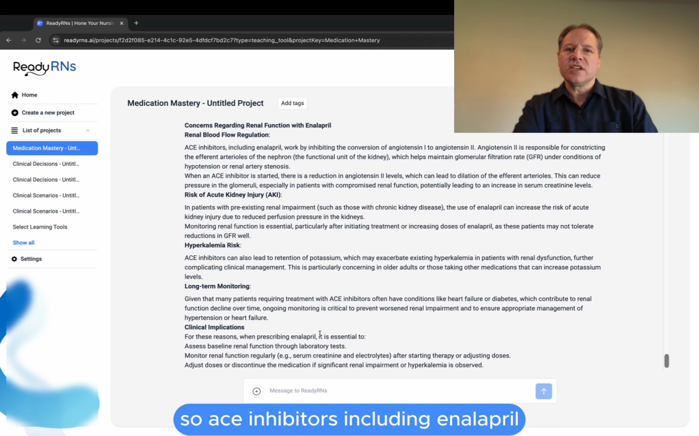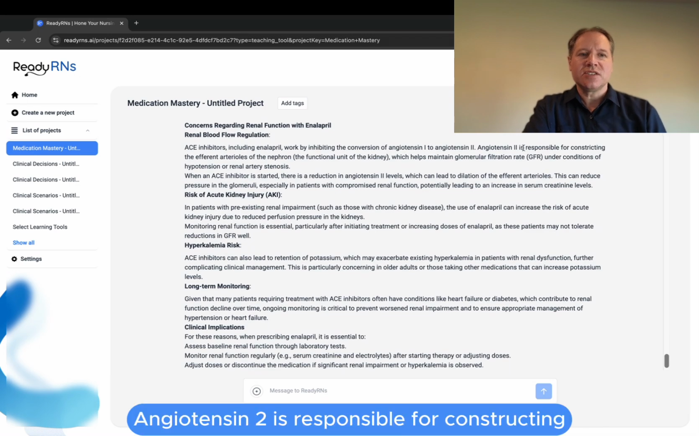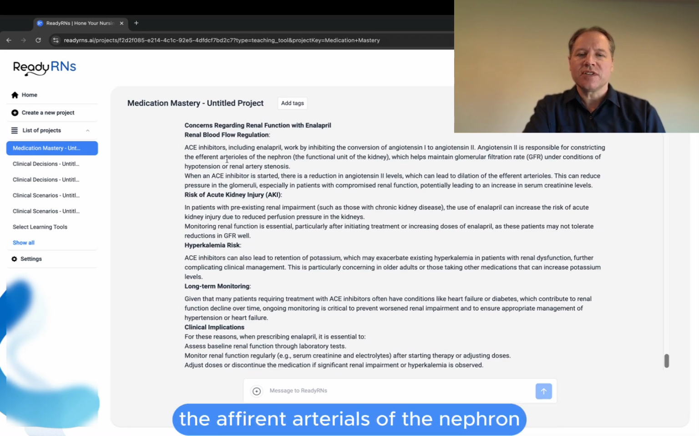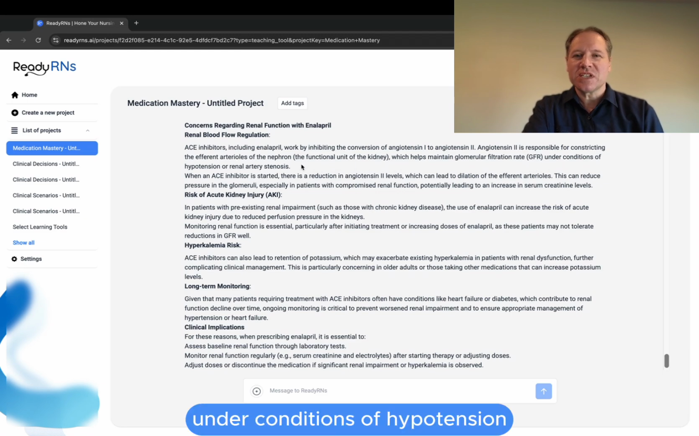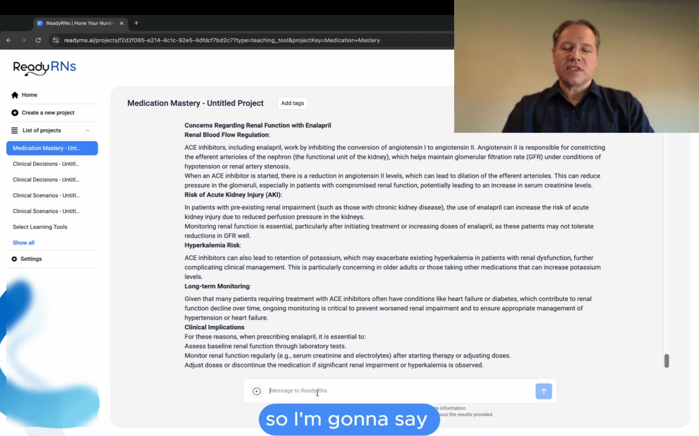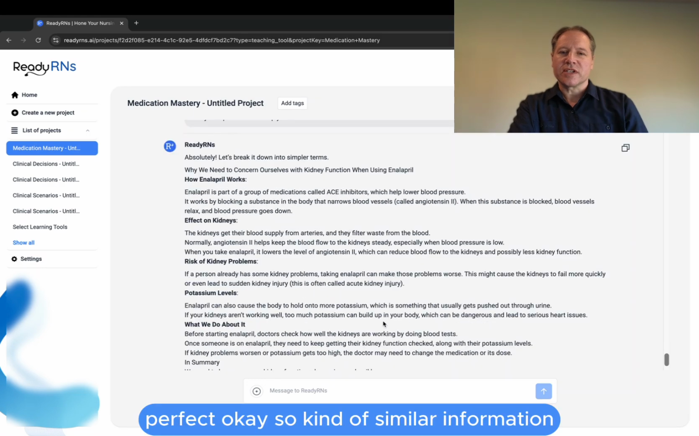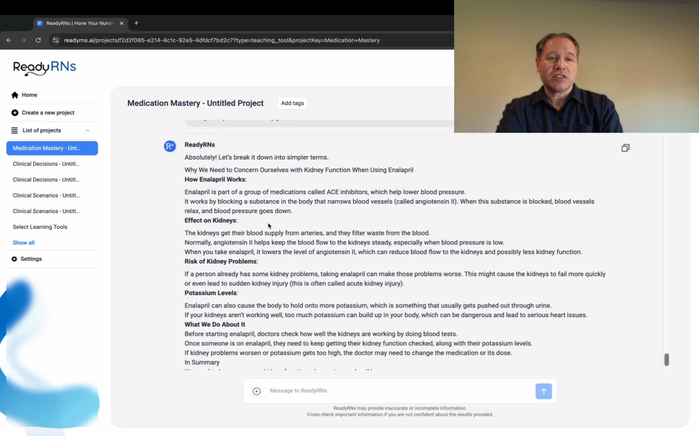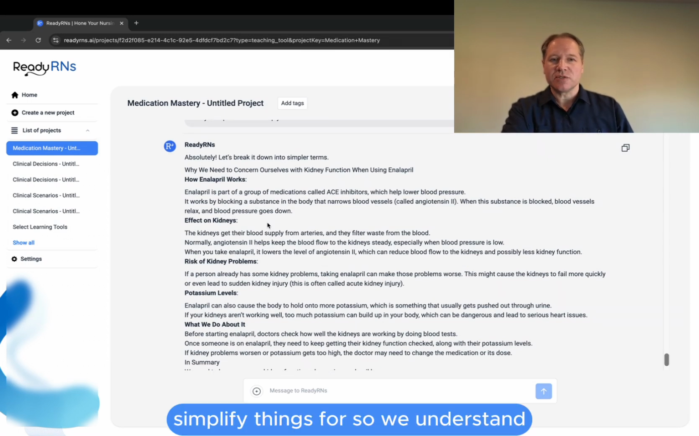So ACE inhibitors, including enalapril, work by inhibiting conversion of angiotensin 1 to angiotensin 2. Angiotensin 2 is responsible for constricting the efferent arterioles of the nephron, the functional unit of the kidney, which helps maintain GFR under conditions of hypotension or renal artery stenosis. Okay, so I'm going to say, can you explain it more simply so I can understand? Okay, perfect. So kind of similar information, but it's fine just to ask it to simplify things for us so we understand.